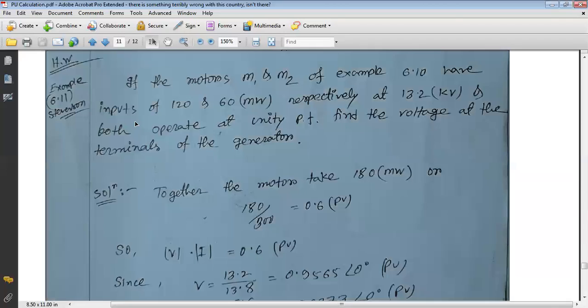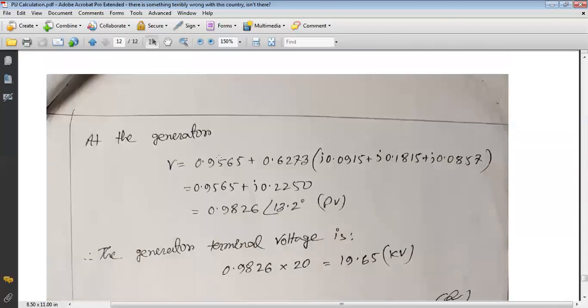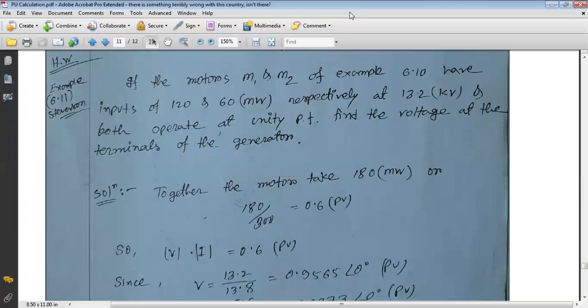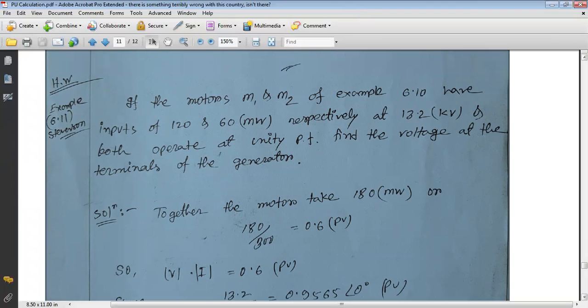So this is an example, and this is a homework, a simple mathematical problem. I think you will solve this problem as homework. For example 10.10, the particular problem which we just solved, the two motors M1 and M2 have input of 120 and 60 megawatt respectively, at 13.2 kV, and both operate at unity power factor, meaning 100%. Find the voltage at the terminal of the generator.